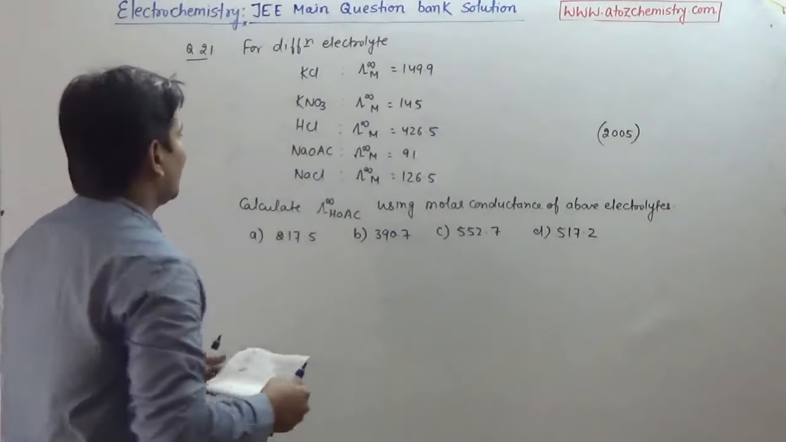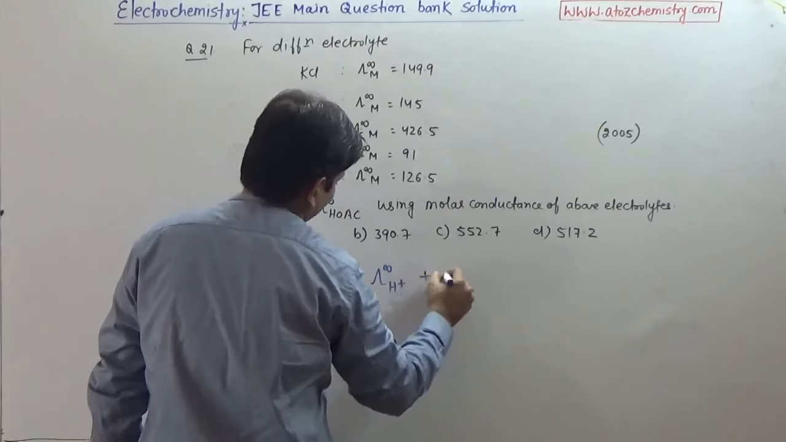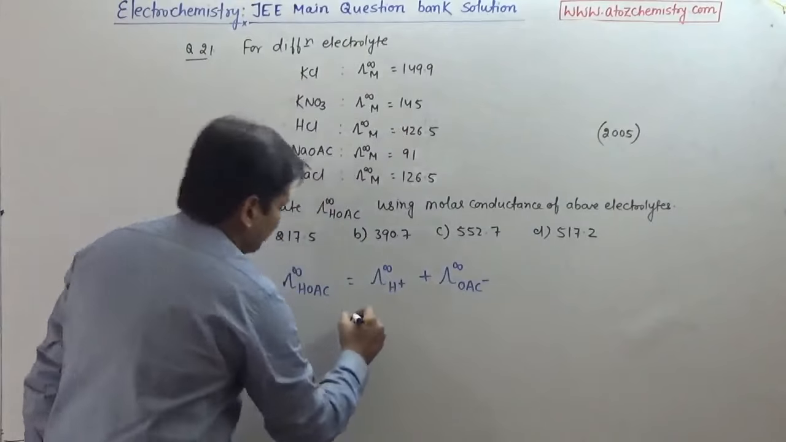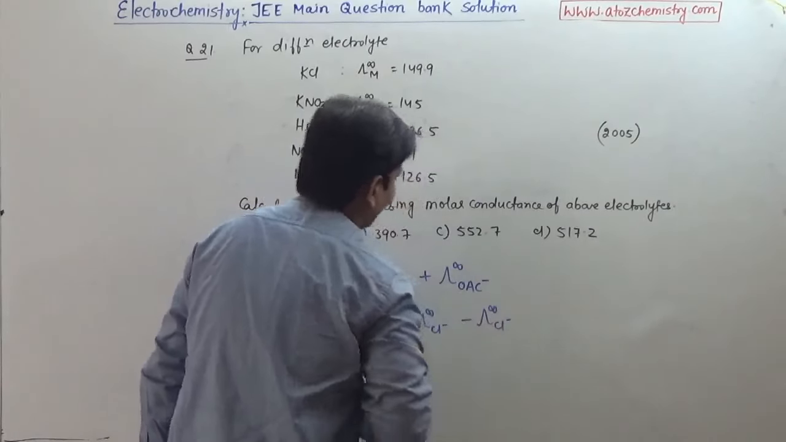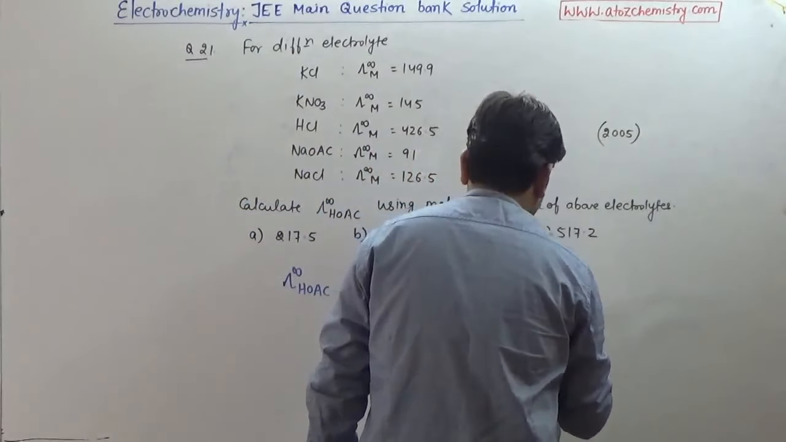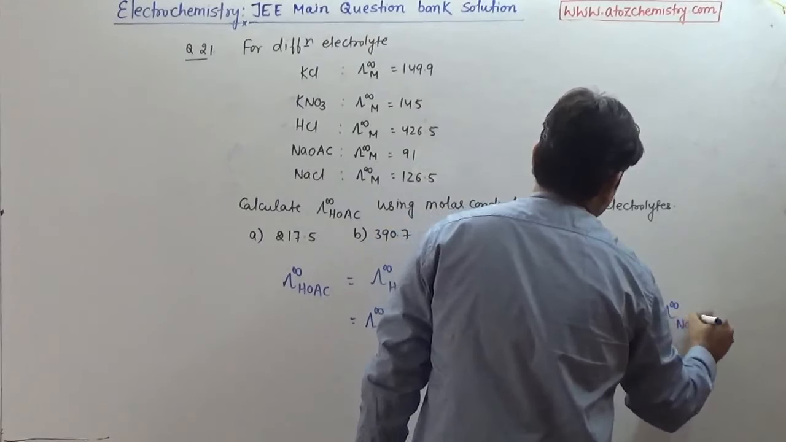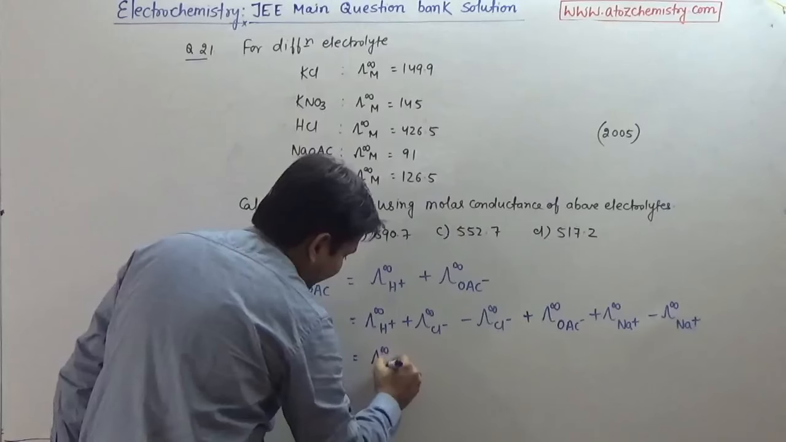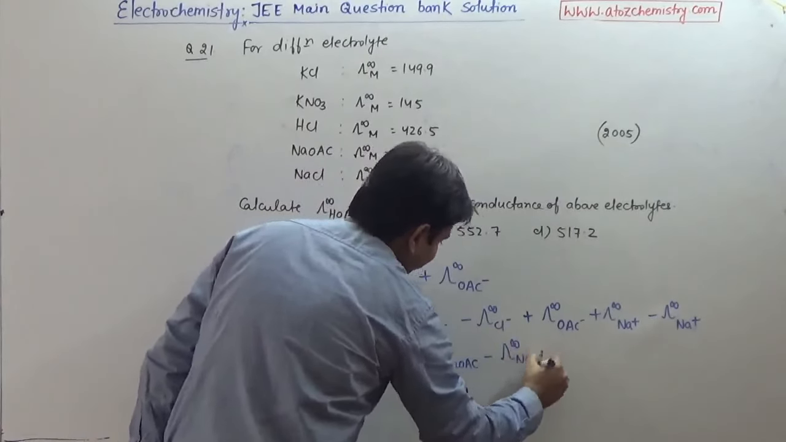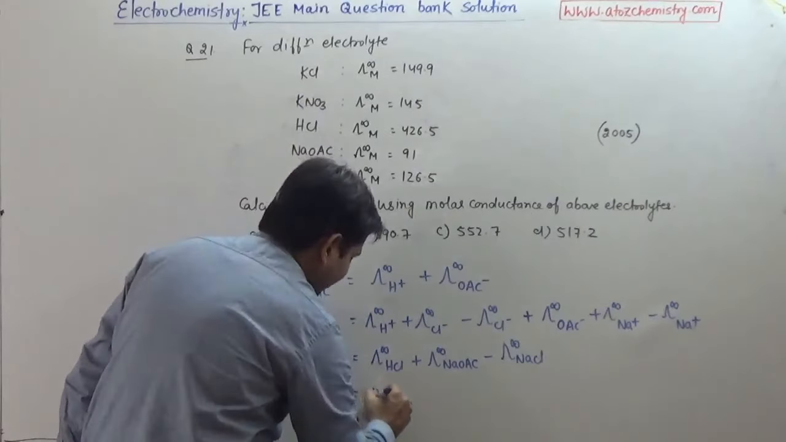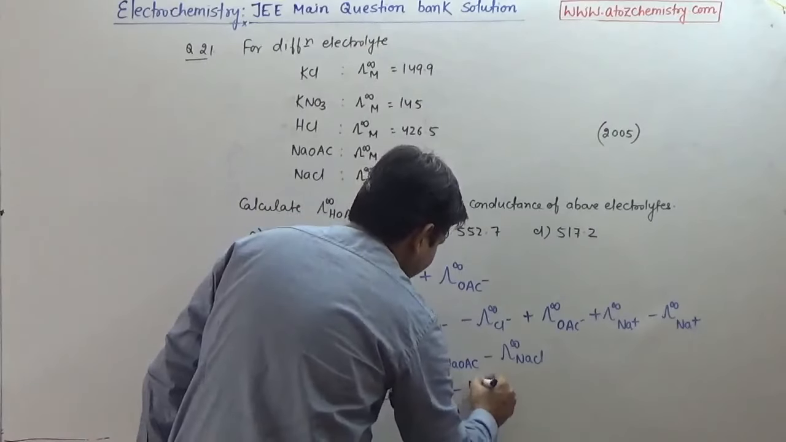If we are going to solve this problem, we have to use Kohlrausch's law, and this is nothing but lambda H plus and lambda OAc minus. Now I am adding Cl minus here and then subtracting Cl minus again. I am adding Na plus here, OAc minus plus lambda infinity Na plus, minus lambda infinity Na plus. And if you look at the option given, then you will have lambda infinity HCl plus lambda infinity NaOAc minus lambda infinity NaCl. So you will have lambda infinity HCl is equal to 426.5 plus lambda NaOAc is equal to 91 minus lambda NaCl, 126.5.